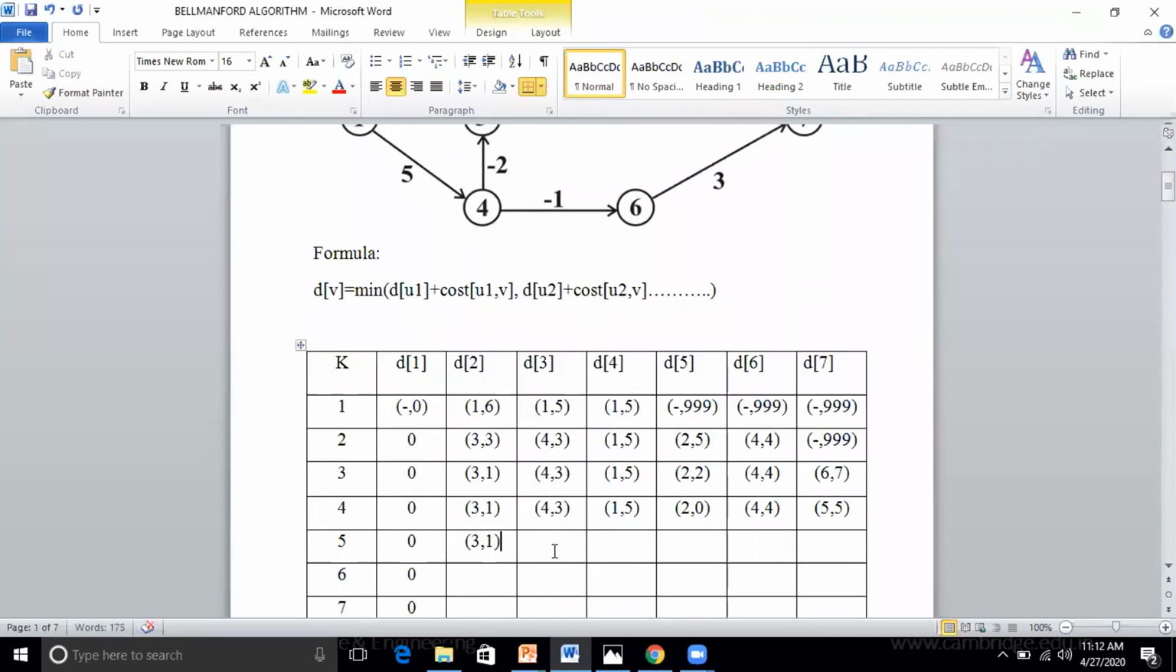What about this value? 4, 3. Very good. 4, 3. Then 1, 5. 1, 5 itself. Then this remains 2, 0 itself. Yes, sir. This remains 4, 4.